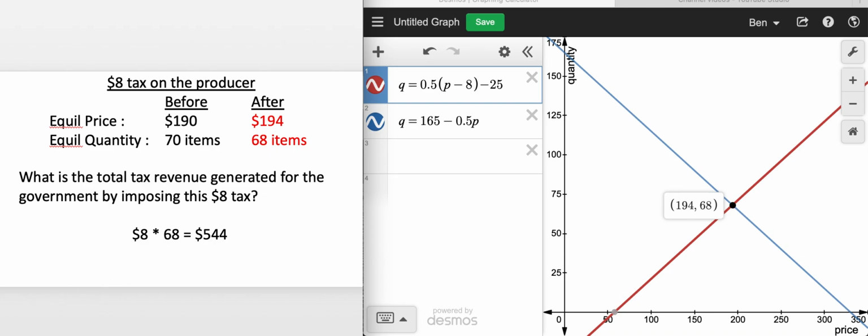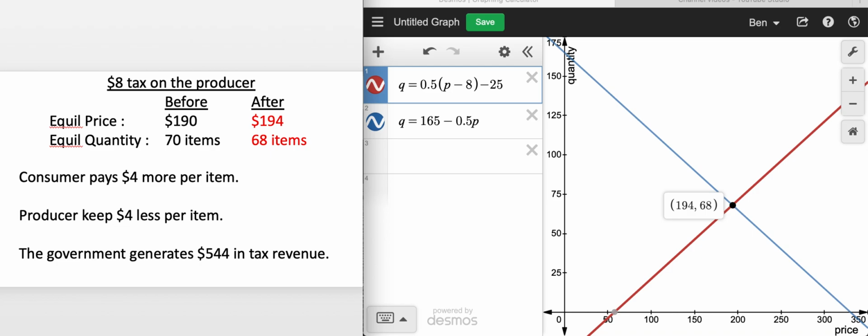So a quick overview. Because of the $8 tax, the equilibrium price and quantity went from $190 and 70 items to $194 and 68 items. So production was reduced. Consumers are paying $4 more per item, while the producers are keeping $4 less per item. And the government is generating a total revenue of $544. I hope this helps.